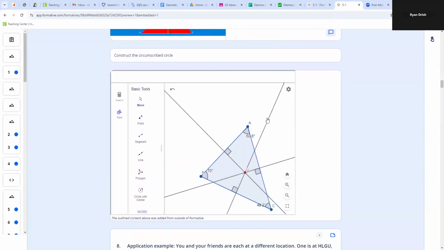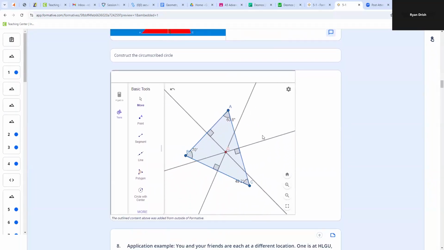Now, we said before, this is the center of the circumscribed circle. So if this is constructed correctly, we should be able to form a circle that goes around this triangle and only touches each vertex once. If this is the circumcenter, we can verify this very quickly. On GeoGebra, we have some basic tools on the left. We're going to select the one that says circle with center.